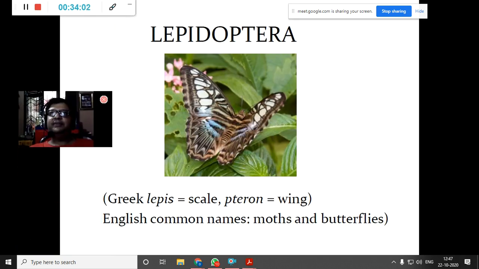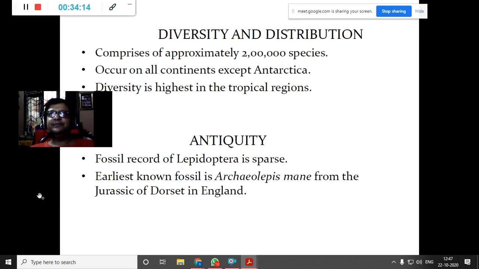Then you have the famous Lepidoptera, or the butterflies. Lepidoptera means scale wings, so you have scales on wings. So the common moths and butterflies. Oh, see, so many species are there. 2 lakh species occur on all continents except Antarctica. Diversity is highest in tropical regions. Even your Bombyx mori, your silkworm, is a Lepidopteran. Fossil records have been found very few.